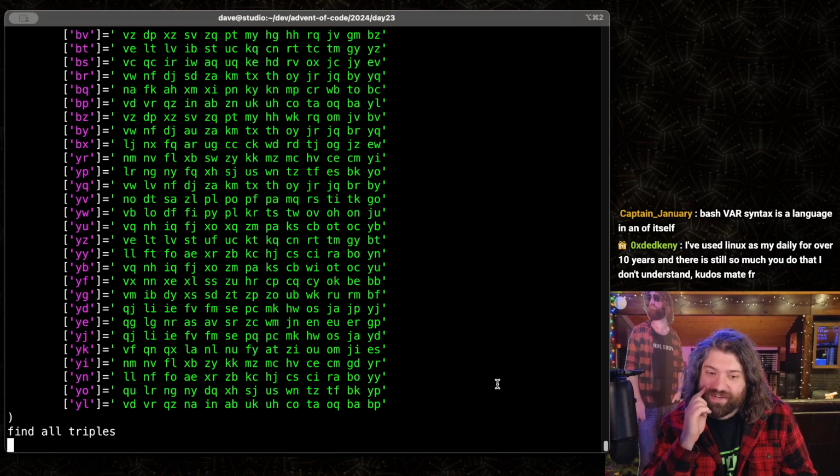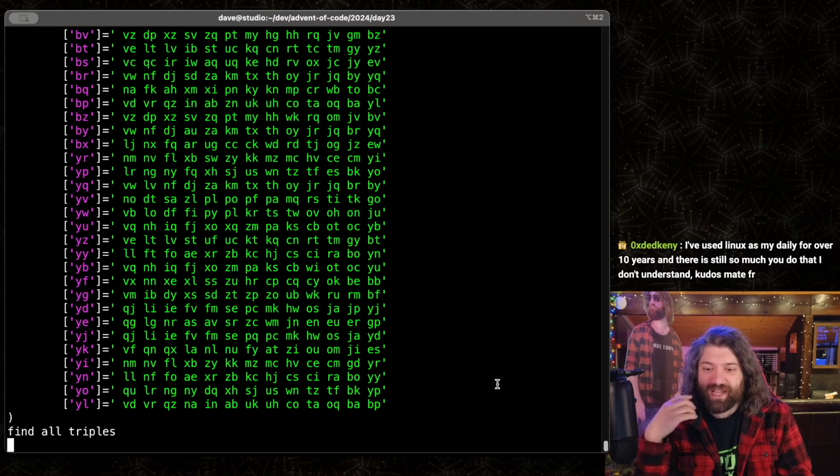I've used Linux for my daily driver for over 10 years, and there's still so much you do that I don't understand. Kudos, mate. Yeah, I just know Bash super well. Thank you, I appreciate the compliment. But yeah, I just got really good at Bash for no reason. So that's where I am.